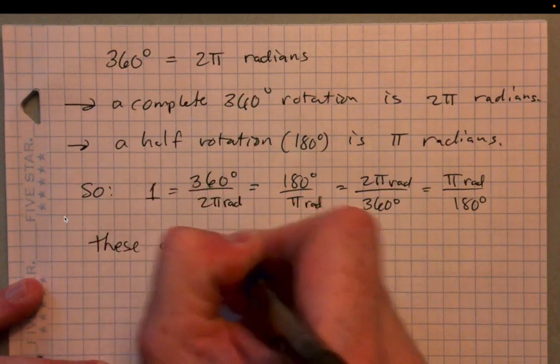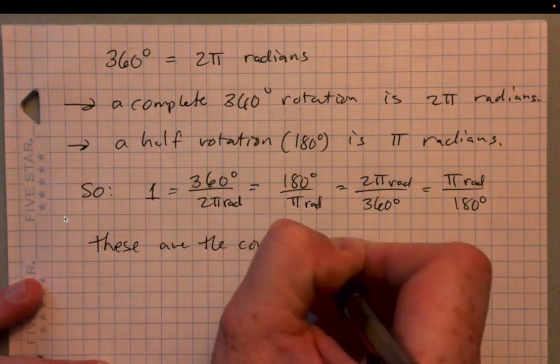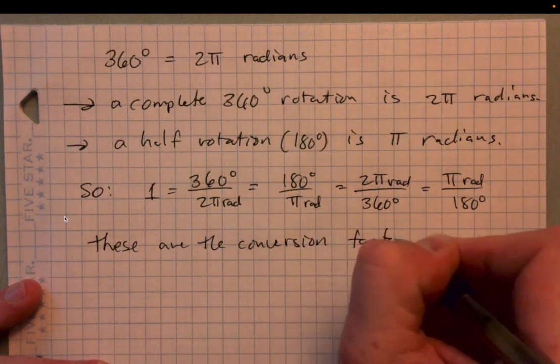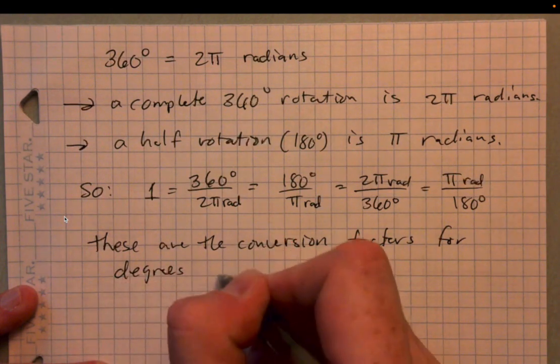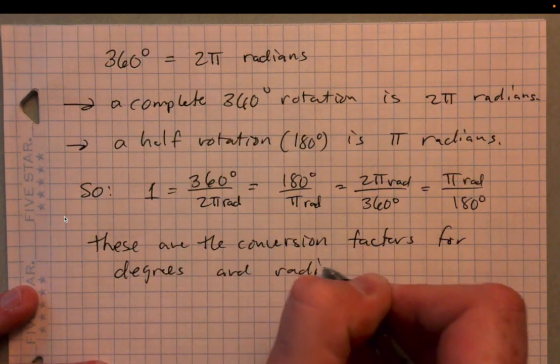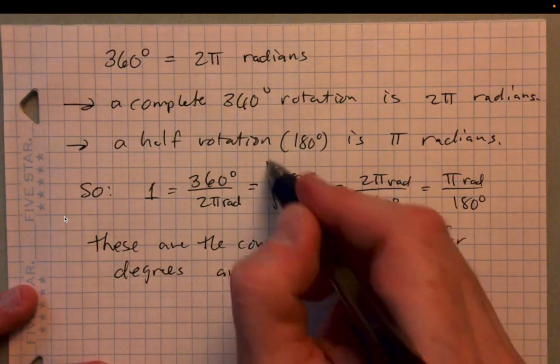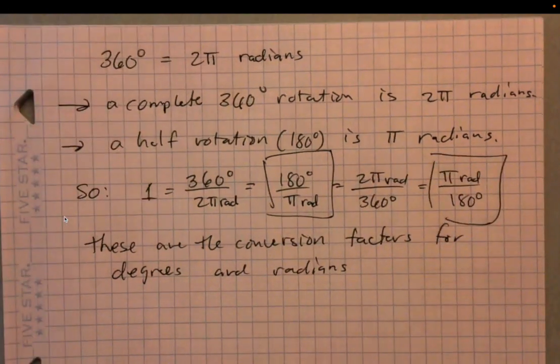These are the conversion factors for degrees and radians. I always tell people to remember this one and this one. You don't need the other two. These are the most convenient ones to use. 180 degrees over pi radians and pi radians over 180 degrees.